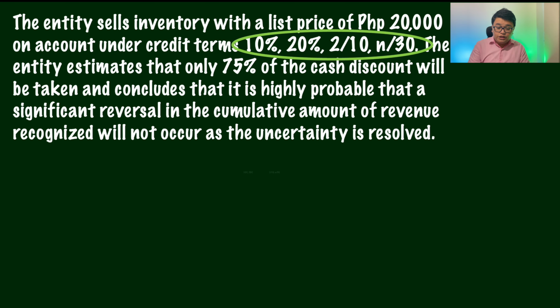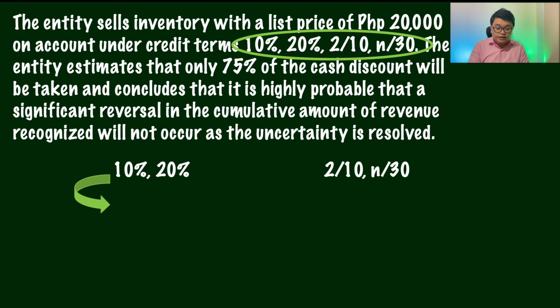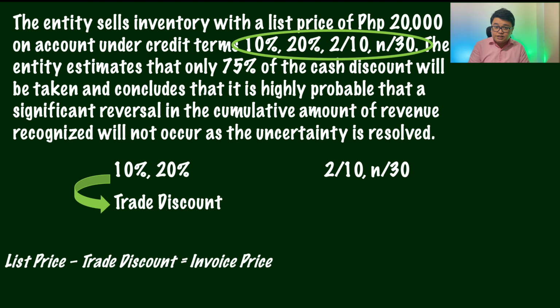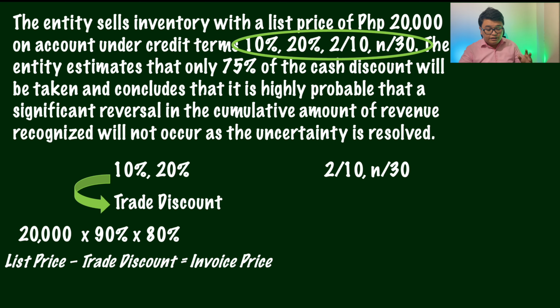The 10% and 20% is regarded as a trade discount. Remember that trade discount is deducted from our list price to arrive at our invoice price. This means that the sales transaction is recorded net, always net of trade discount. On the other hand, the 2/10, n/30 represents a potential cash discount. Therefore, the invoice price would be 20,000 multiplied by 100 minus 10%, 90%, and 100 minus 20%, 80%. The invoice price would therefore be 14,400.